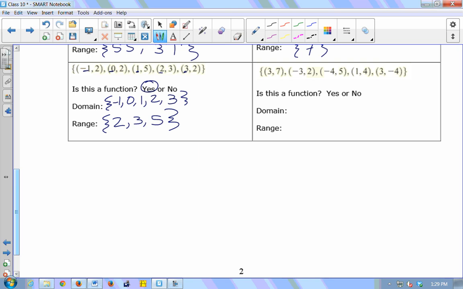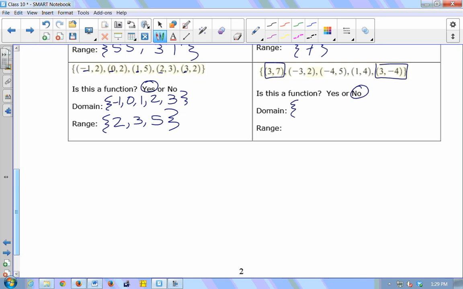Okay, next relation. Is it a function? No, why not? The input of 3. My 3 is in there twice. I have 2 inputs of 3, and sometimes I get 7. When I input 3, the output is 7 over here, and over here when I input 3, the output is -4. So if I said, tell me the output when the input is 3, you'd be confused. So this is not a function.